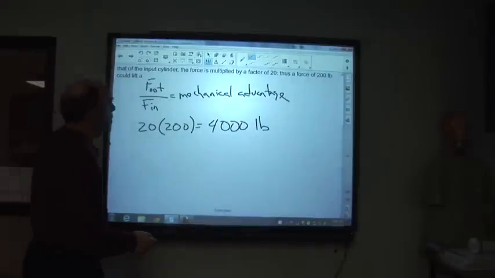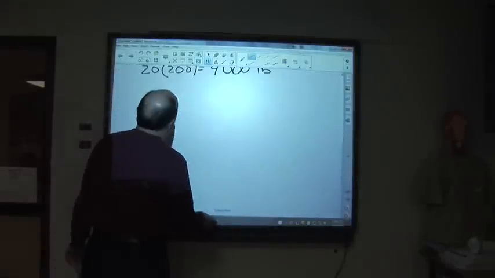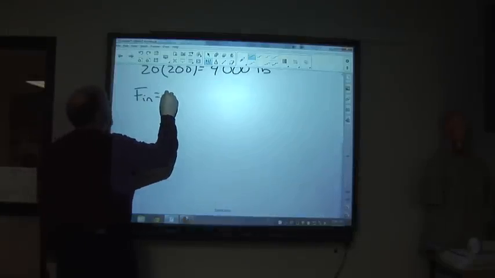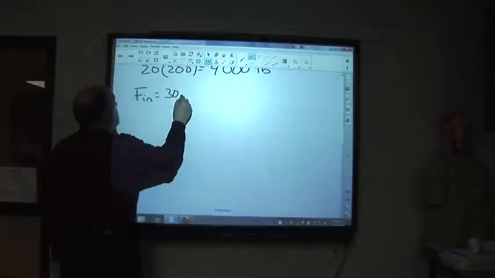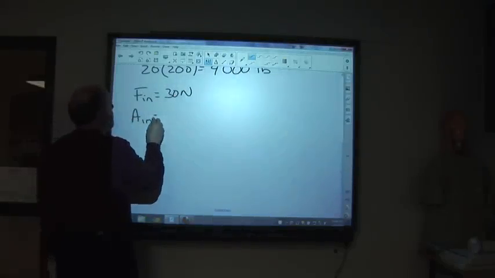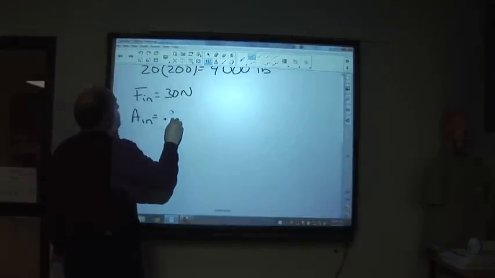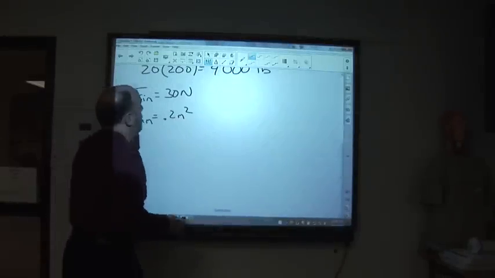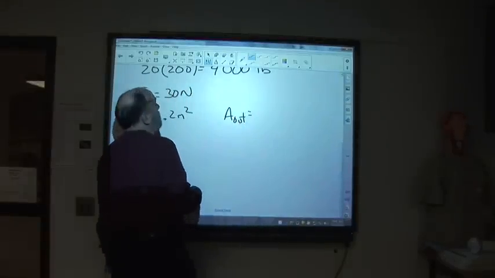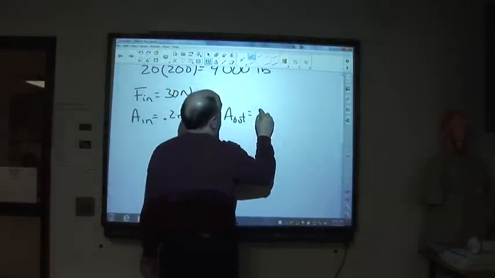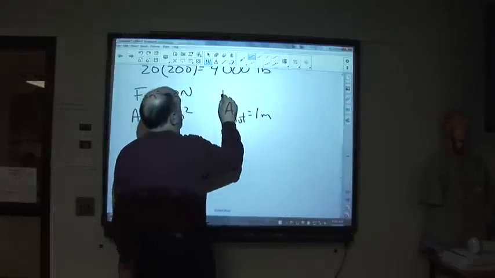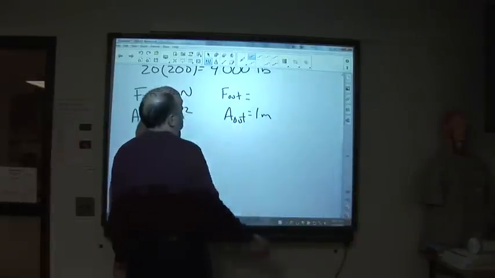So in terms of another example of how this would work, let's say that the force applied in is given to be 30 newtons. The cross-sectional area in is given to be 0.2 meters squared. The area out is given to be 1 meter squared, and I want to know how much force we generate out.